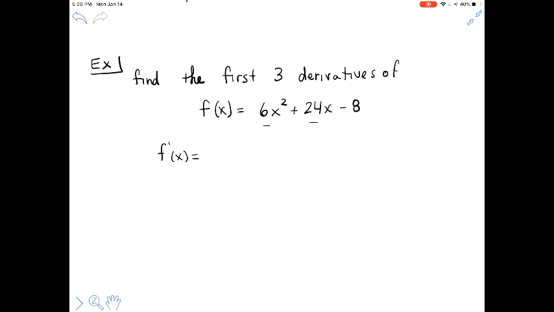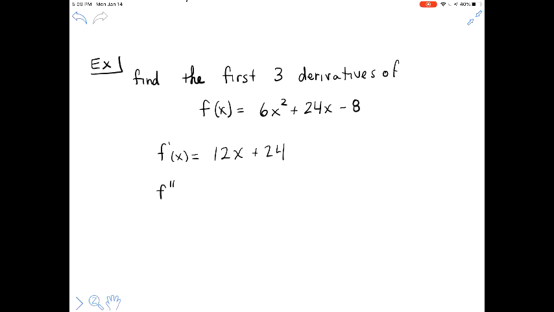and we just find the derivative of each individual term. So starting with the first term here, 6x squared, that's just an application of the simple power rule. Derivative there would be 12x. Move on to the next term. The derivative of 24x is 24, and the derivative of negative 8 is 0. So there's your first derivative.